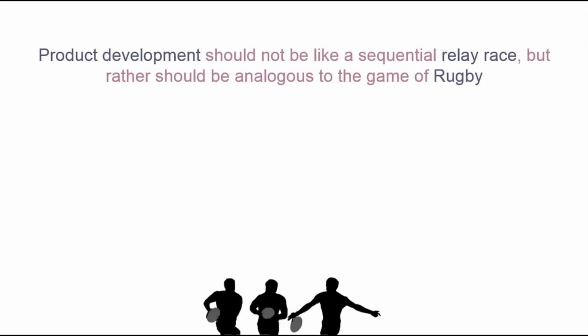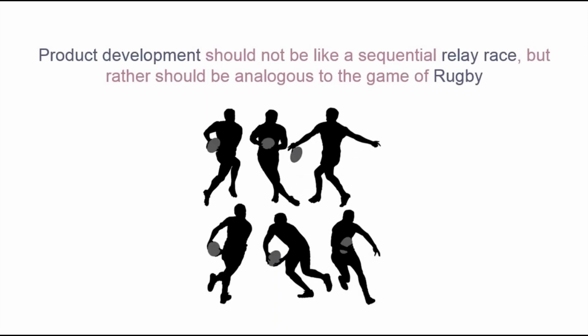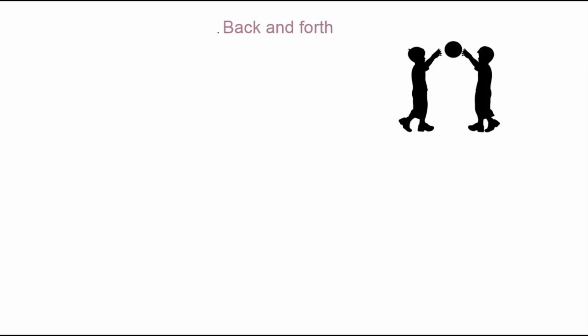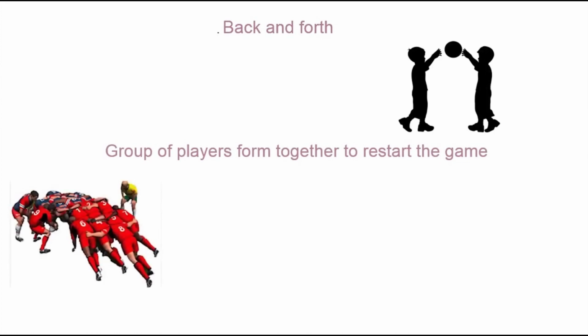Takeuchi and Nonaka proposed that product development should not be like a sequential relay race, but rather should be analogous to the game of rugby, where the team works together, passing the ball back and forth as they move as a unit down the field. The rugby concept of Scrum, where a group of players form together to restart the game, was introduced in this article to describe the authors' proposal that product development should involve moving the Scrum downfield.